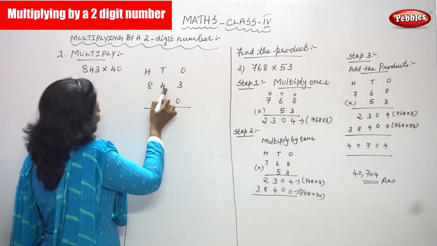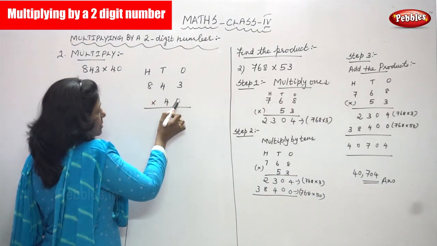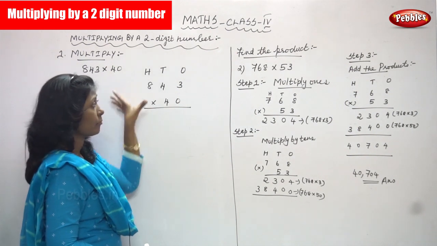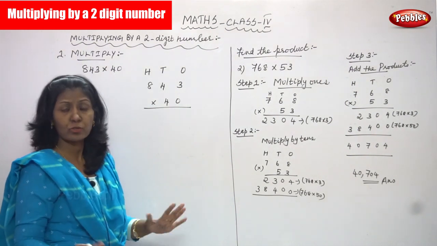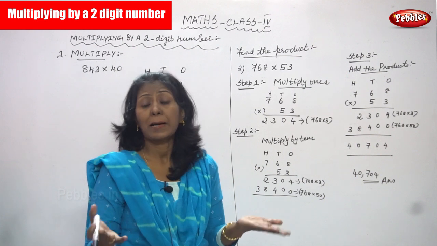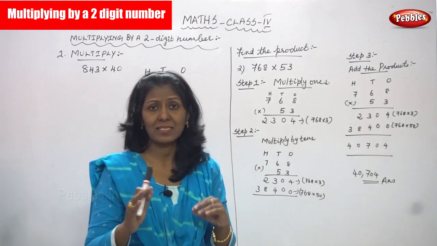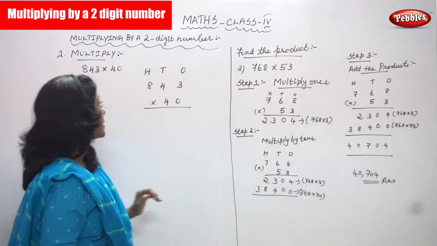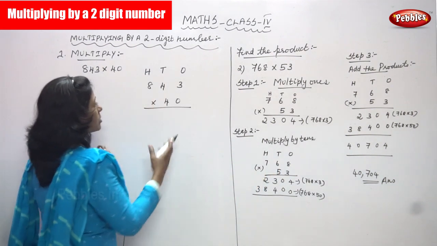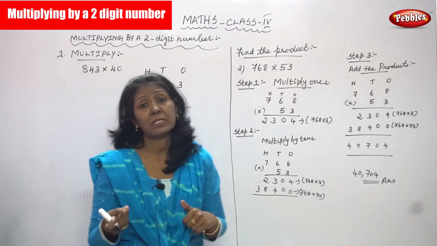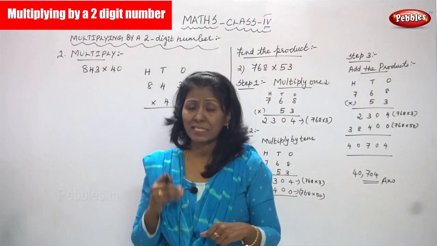So first ones, tens, 100, and what is this? This is ones and tens. First we have to multiply. It is a very simple multiplication, a normal multiplication. I am not going to do regrouping, I am just going to multiply, that's all. So first I have to multiply by 0. I have already told you, any number multiplied by 0, you can get only 0.